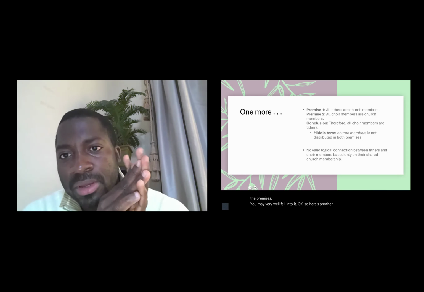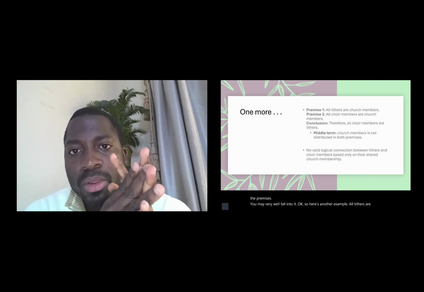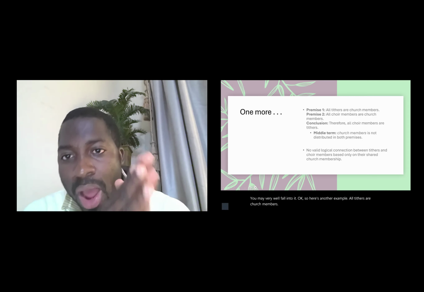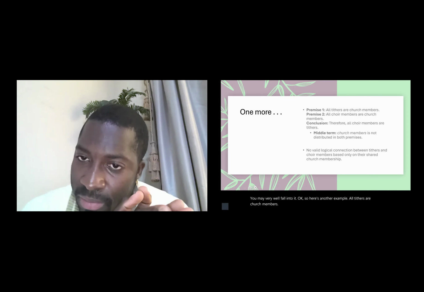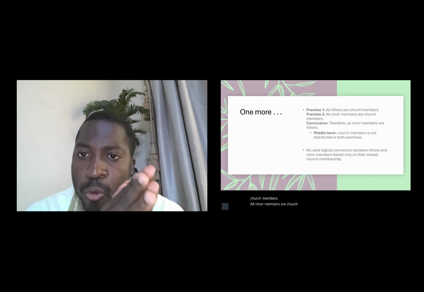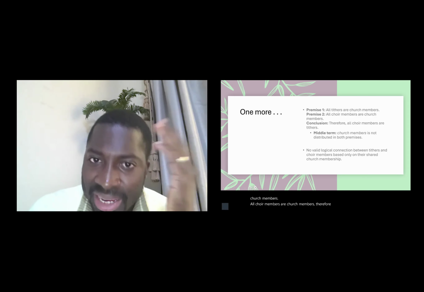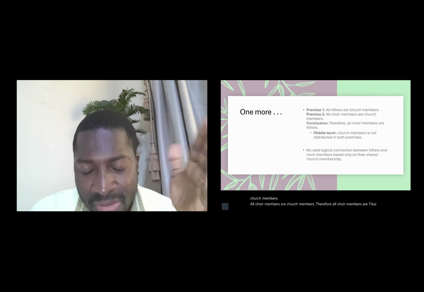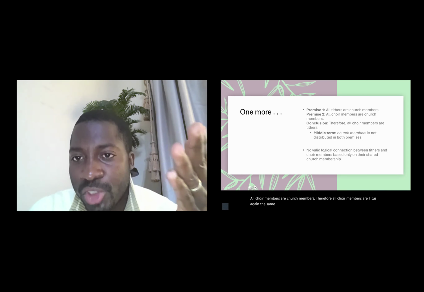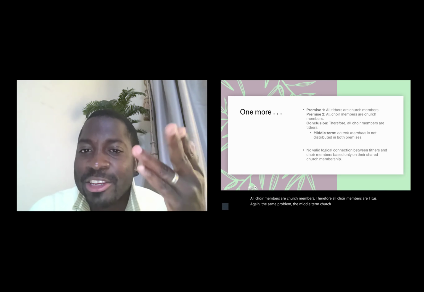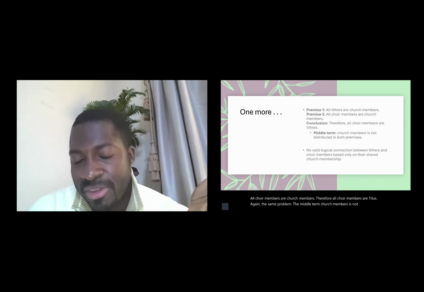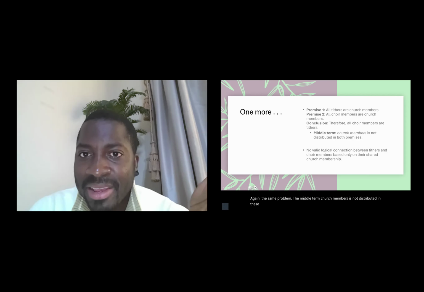Okay, so here's another example. All tithers are church members. All choir members are church members. Therefore, all choir members are tithers. Again, the same problem. The middle term, church members, is not distributed in these premises.